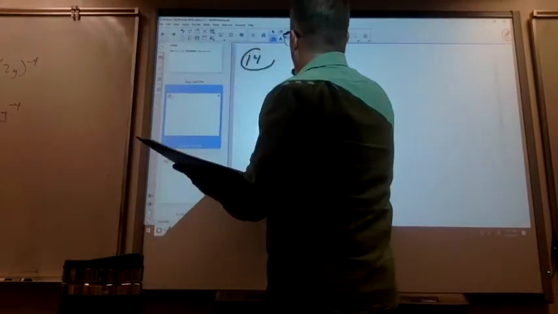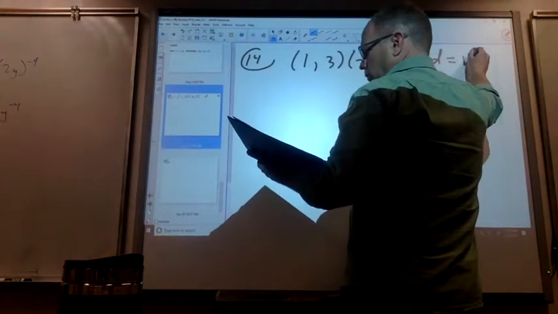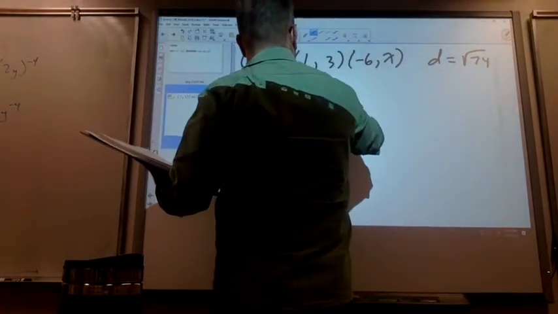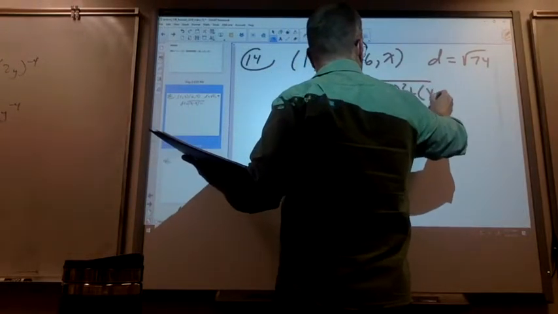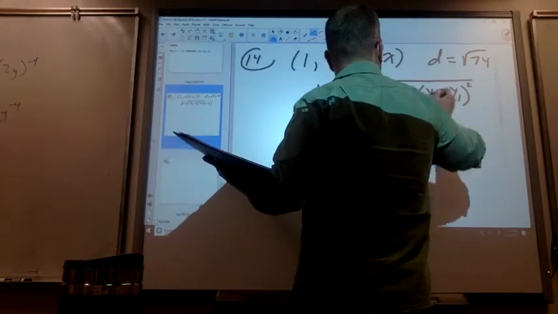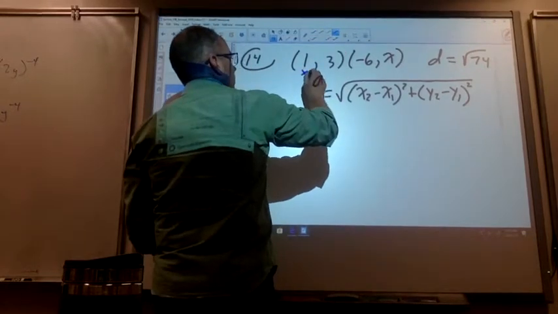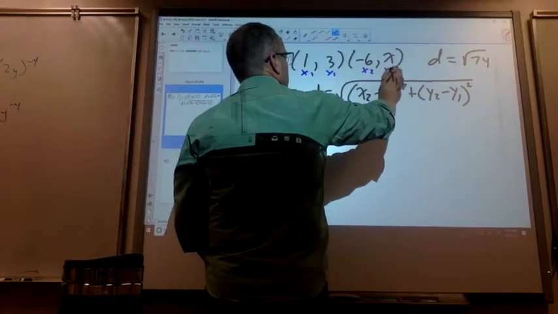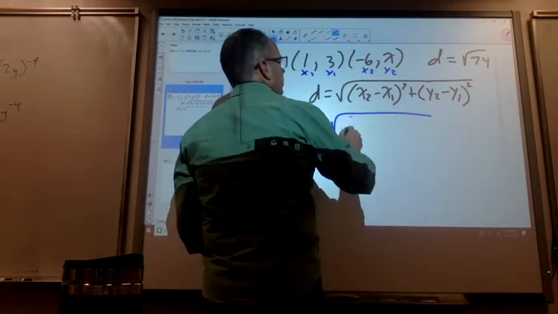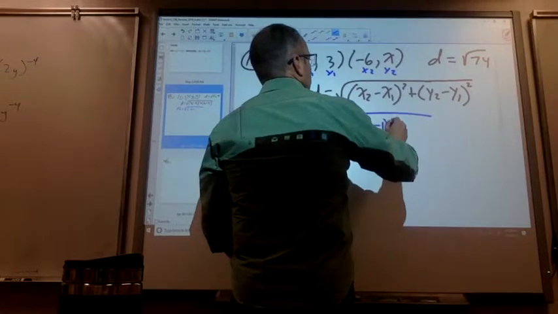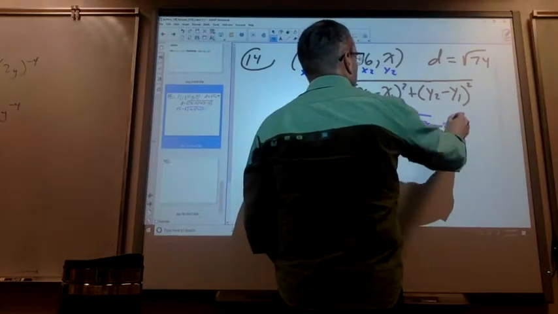14: solve for the distance. So I gave you 1, 3, negative 6, x. They told us the distance is root 74. So you know the distance formula is this. Is that all right? Yeah. All right, so you just have to pick which one's x1, y1, doesn't really matter. You know the distance is root 74. 6 minus 1, squared, plus x minus 3, squared.